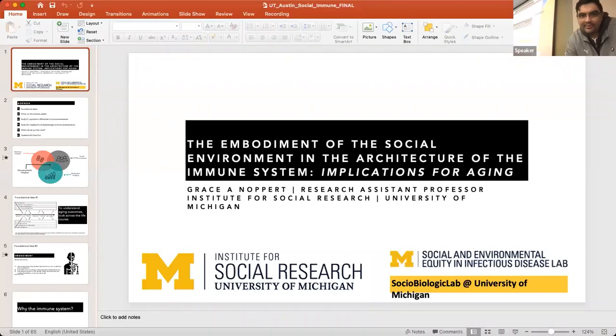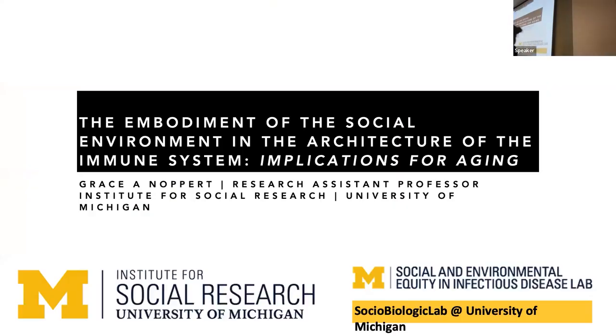So today I'm going to be talking about the embodiment of the social environment and the architecture of the immune system. And like a good social epidemiologist, I have a colon here, implications for aging. The reason I talk about implications for aging is I feel like if we understand this intersection, we actually can better understand inequities in the aging process. So I'm at the Institute for Social Research and I co-direct the Social and Environmental Equity and Infectious Disease Lab and the new Sociobiologic Lab, which I'll get to a little bit more at the end.